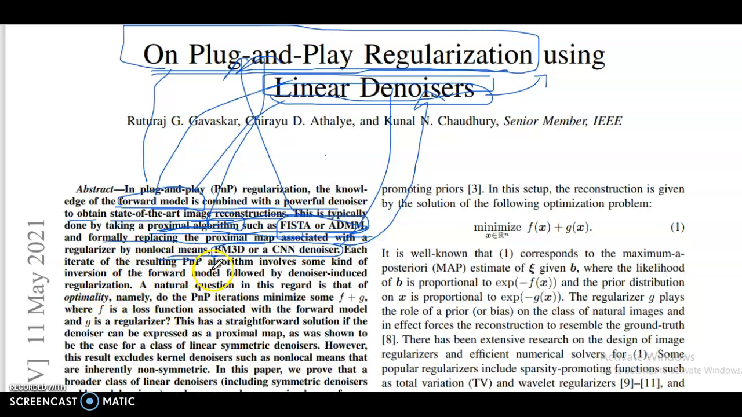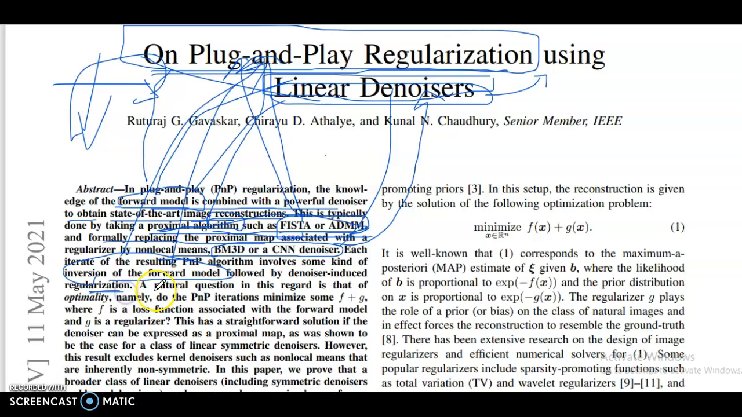Each iteration of the resulting PnP algorithm involves some kind of inversion of the forward model, followed by denoiser-induced regularization.